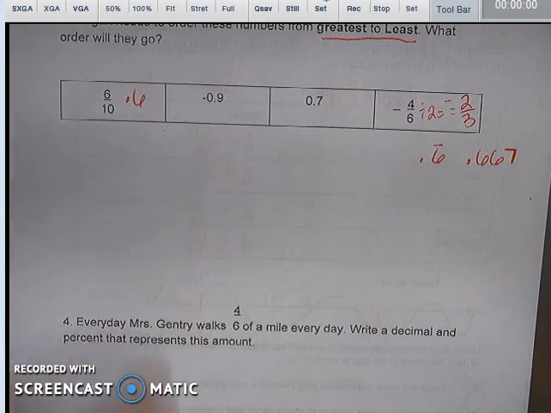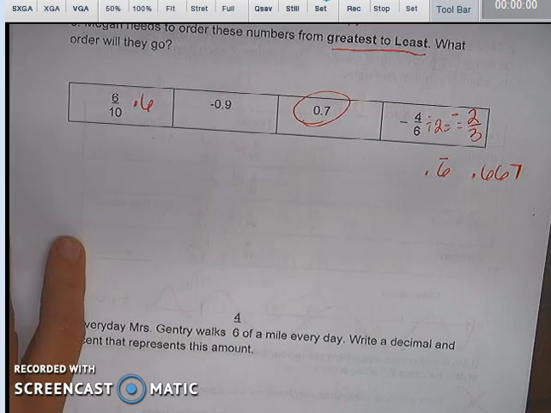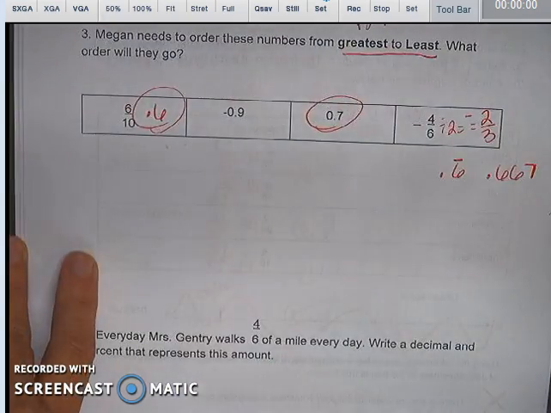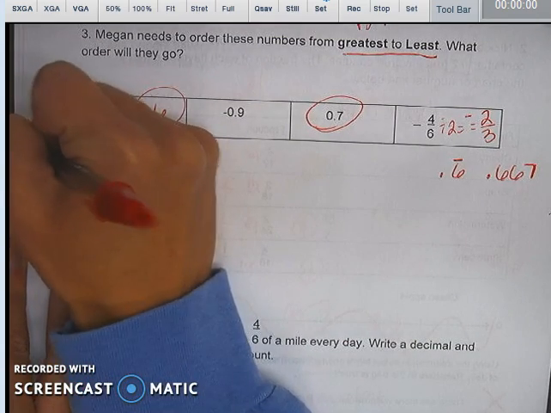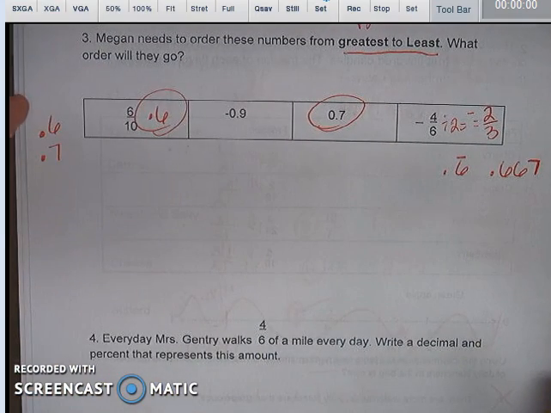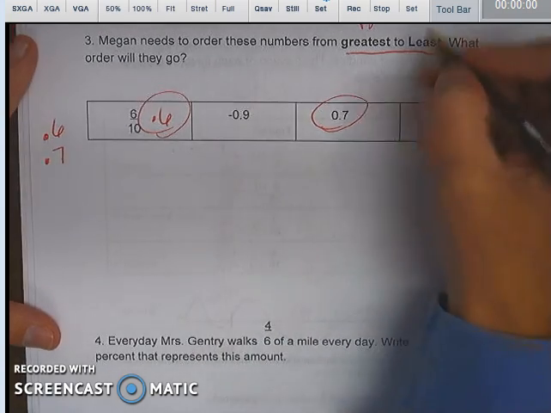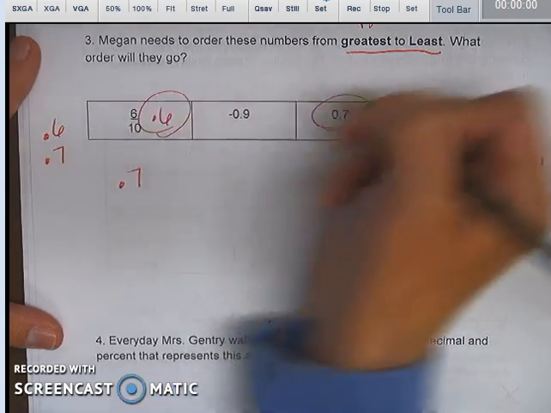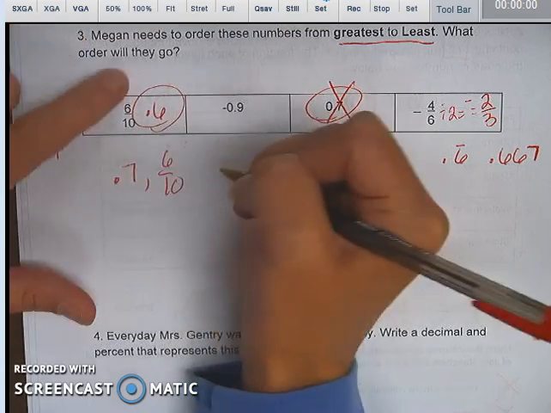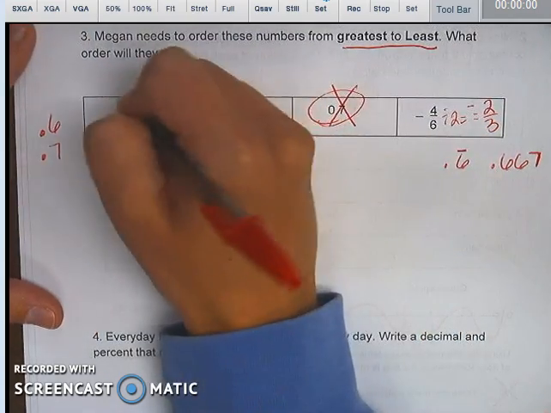Okay, we want them in order from greatest to least. Well, I only have one positive number, so that's for sure. Oh no, I have two positive numbers, so they're for sure going to be my greatest. On the positive side, I want to go biggest to small. So what's my biggest positive number? 0.7. Then what would be next? 6/10. You have to revert back to how the problem was given to you.